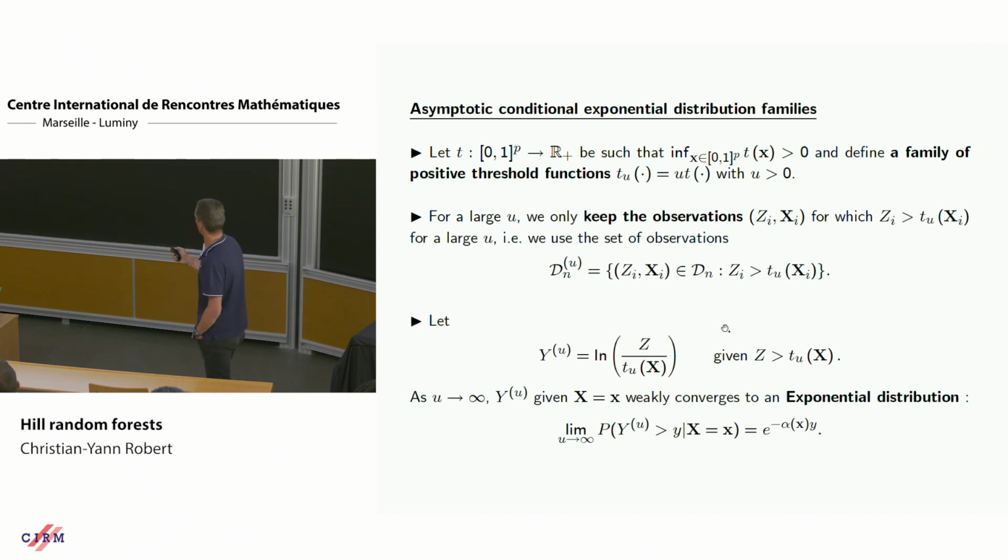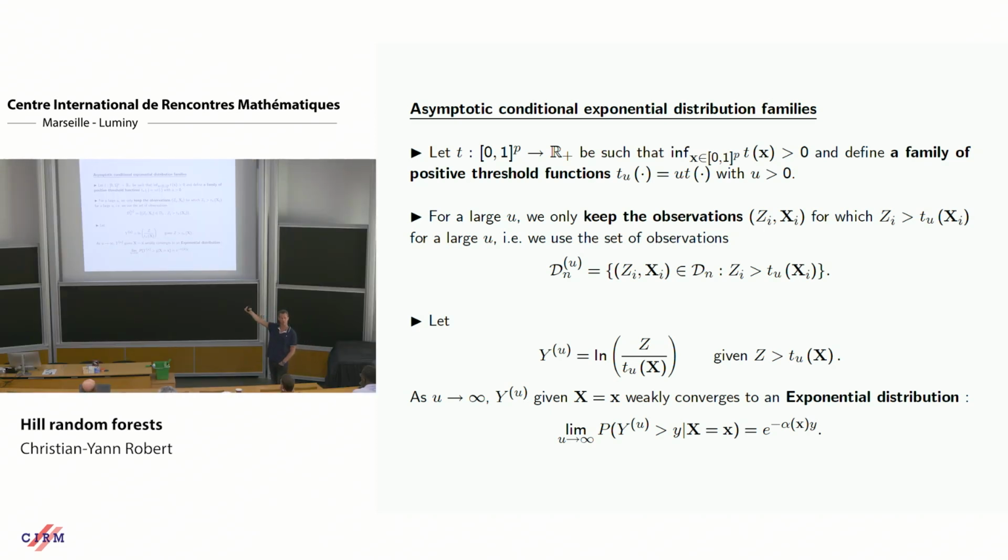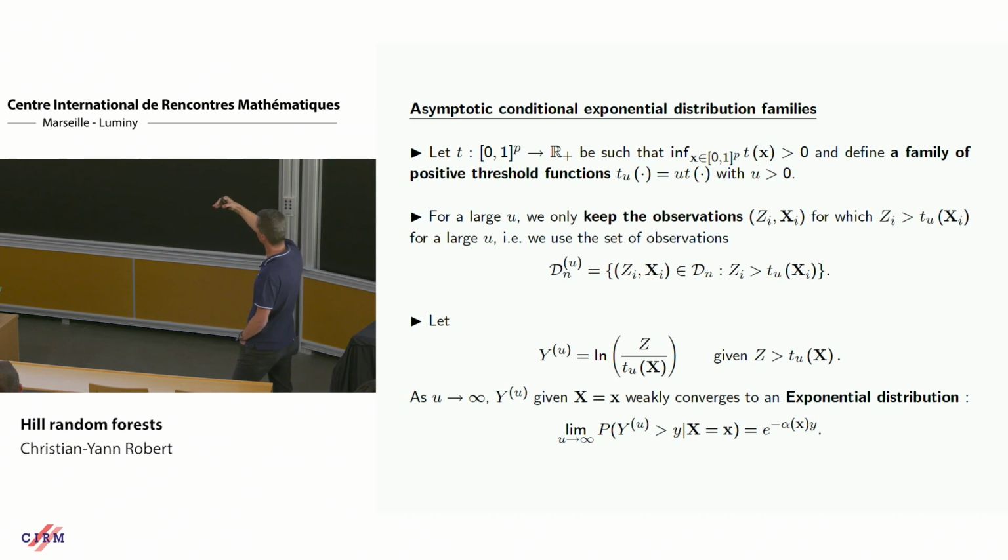For this, we have a function t defined on the covariate space with positive values, and you multiply it by a constant u that will tend to infinity as the size of the sample tends to infinity. So you will have larger and larger thresholds to select your data. Actually, you define a subset of the observations, D_n of u, so it depends on this parameter u. This is the initial observations, but you only keep those for which z is larger than t_u of x. So you only keep the largest values, but this depends also on the covariate.